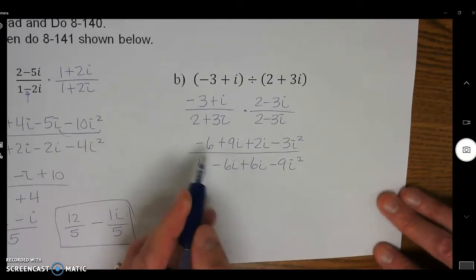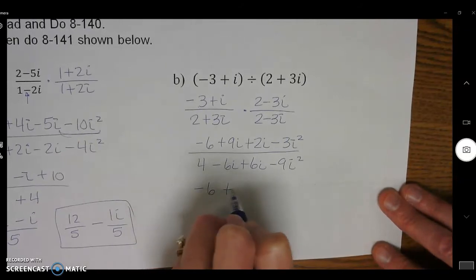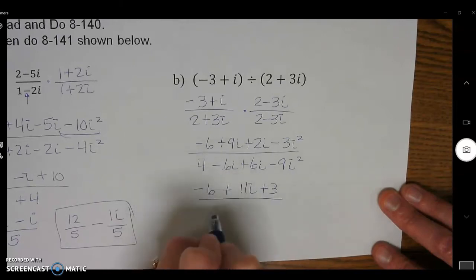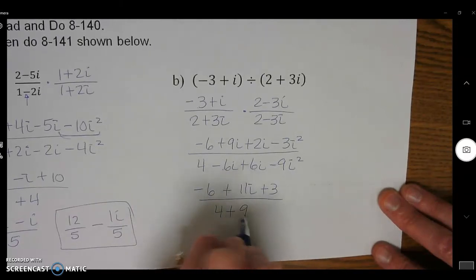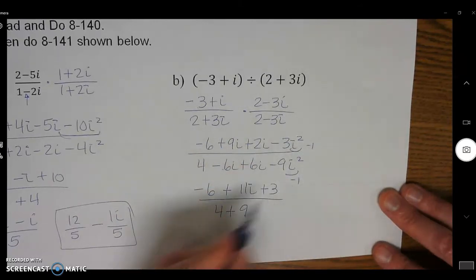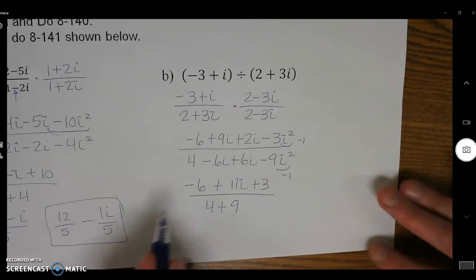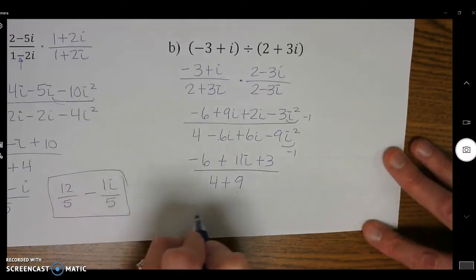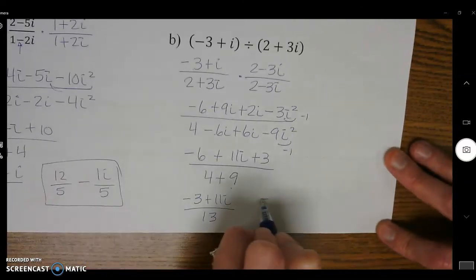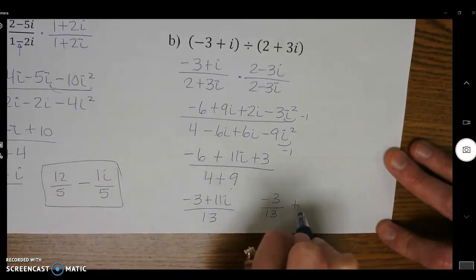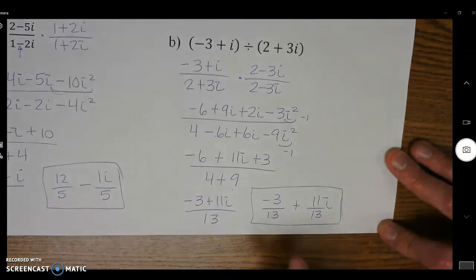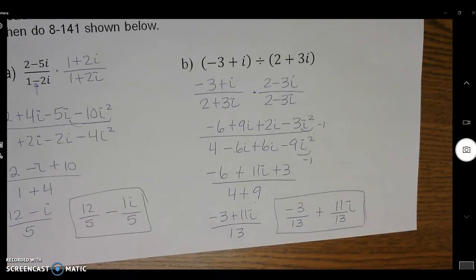Cleaning things up, we got negative 6 plus 11i plus 3 over, these two cancel, 4 plus 9. Recall, these are negative 1's right here. Negative 1 times a negative 3 is a plus. This one will be a plus down there. Putting like terms together again, we get negative 3 plus 11i all over 13. Preferred written as negative 3 over 13 plus 11 over 13 i. There you go. That's how you divide complex numbers.